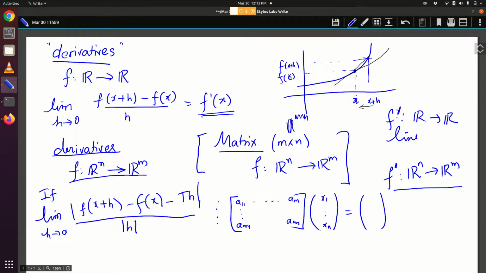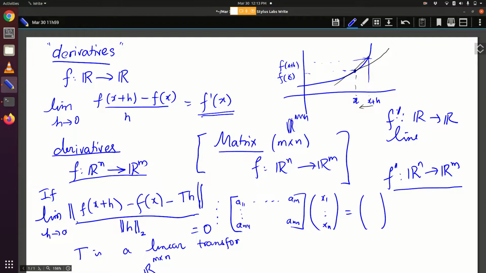So both h as well as this is this. So its dimensionality is this. So I am taking this norm. This is the norm of h. So this ratio, right? If I take norm on both things, this should go to 0, and then T is a linear transform, or basically it's a matrix of dimension Rm cross n.